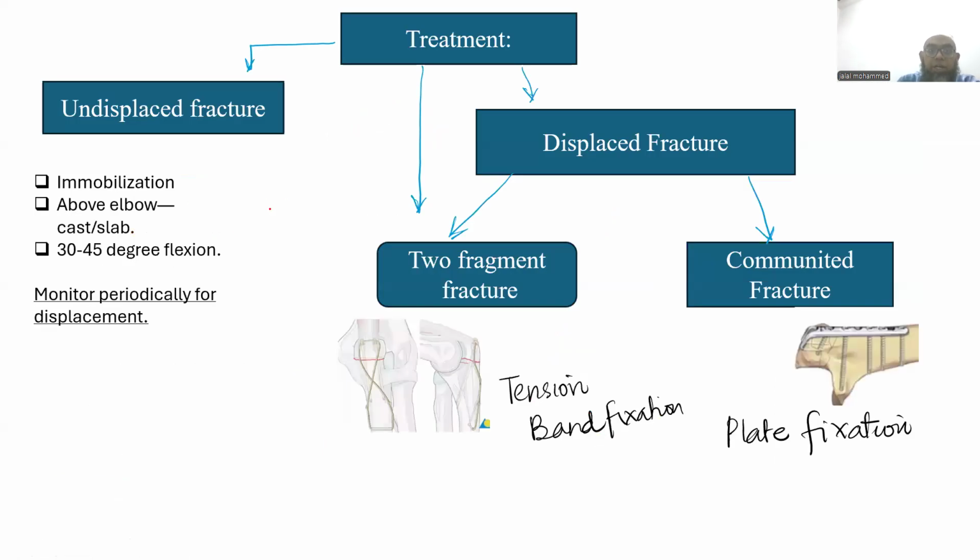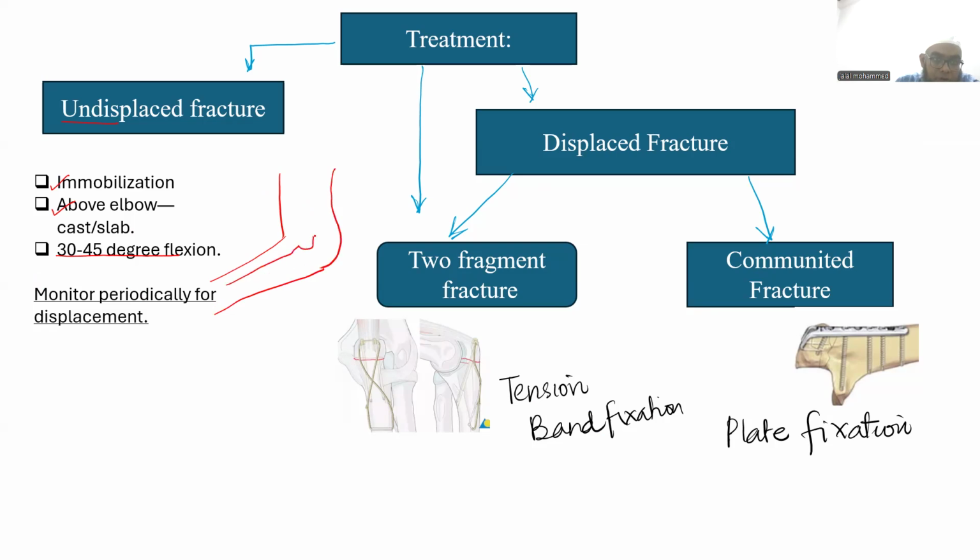So what is the treatment? Treatment depends on the type of the fracture, depending on displacement and depending on the number of fragments. If the fracture is undisplaced, we prefer immobilization, applying an above elbow cast in 30 to 45 degrees of flexion. We should not increase the flexion because if you increase the flexion, the triceps will try to move the fracture away. So if you see here, this is the elbow.